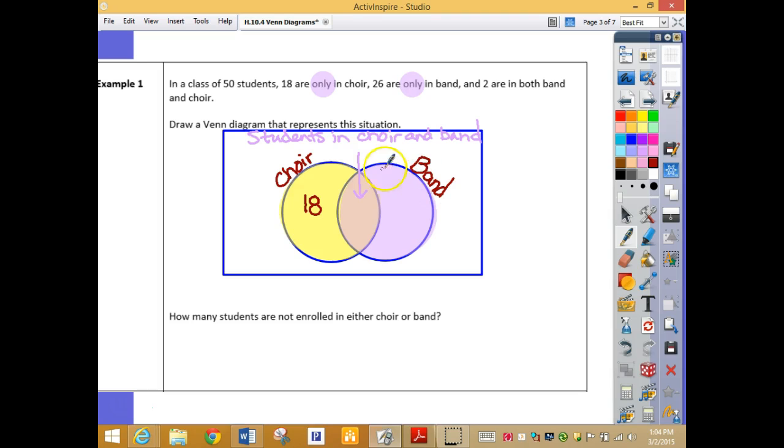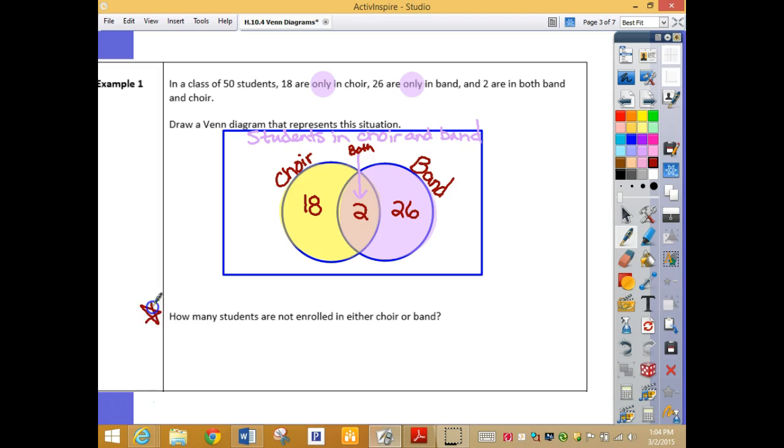26 are only in band. What part is the only in band? Purple. And then it goes on to say, and 2 are in both choir and band. And you already told me that this section stood for both. So what number goes here? 2. Then we have our Venn diagram labeled as much as we can.